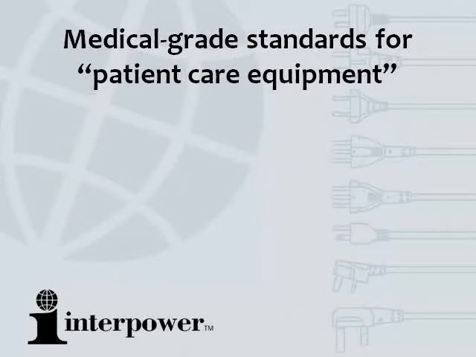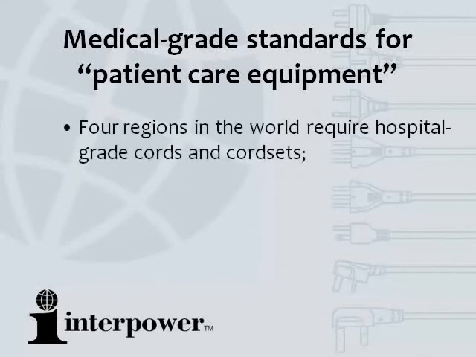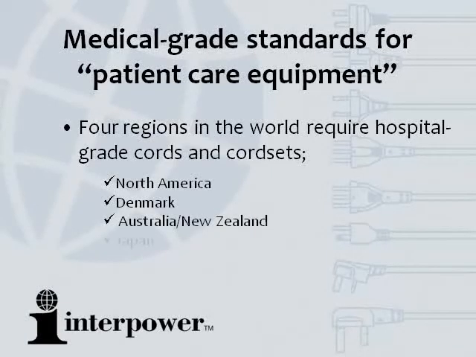We have now discussed the main points of consideration when choosing the correct power cord or cord set for your equipment. One last point concerns whether the equipment being exported is classed as patient connected and therefore needs to meet medical or hospital grade standards. As of right now, there are 4 regions of the world that require or recommend hospital grade cords when supplied with patient care equipment. These are North America, Denmark, Australia, and Japan. All other parts of the world can use standard cords, even in a hospital environment.